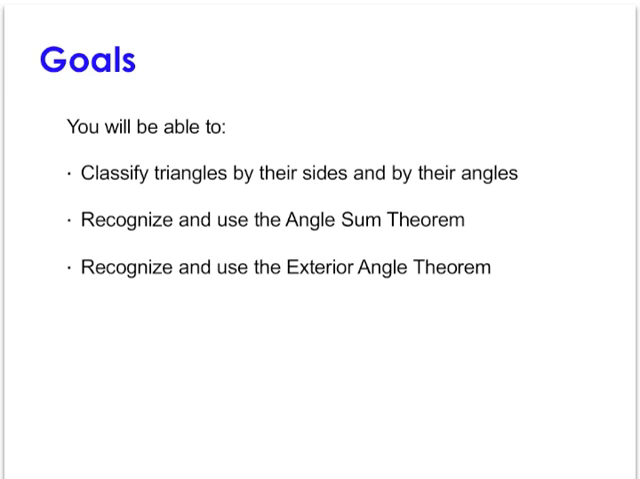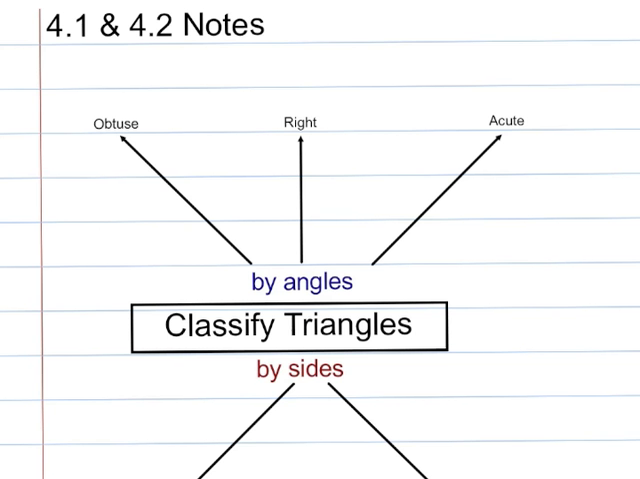Well, what it means is we're going to try and organize possible types of triangles, and we're going to organize them by their sides and by their angles. So let's begin. So if we talk about classifying triangles by their angles, there are three ways to do that. An obtuse triangle is one in which one of the angles is obtuse. In other words, it's greater than 90 but less than 180.